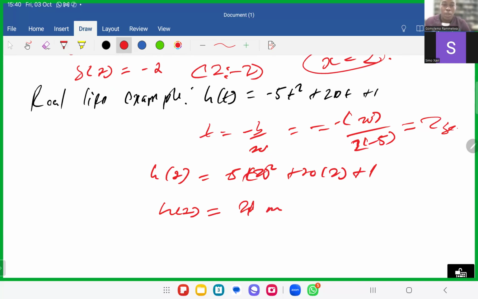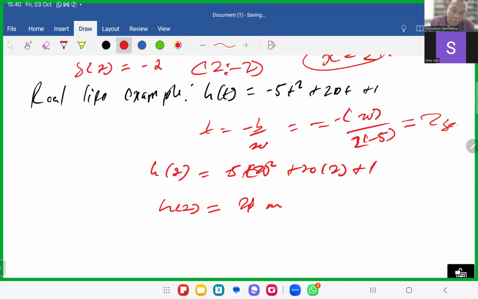Lastly, the key takeaways today that you need to know are to recognize the three quadratic forms, find the axis and the vertex, use the discriminant to classify roots, and apply quadratics to real life contexts.